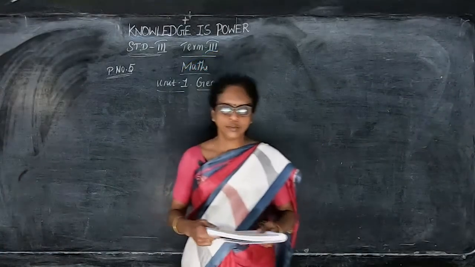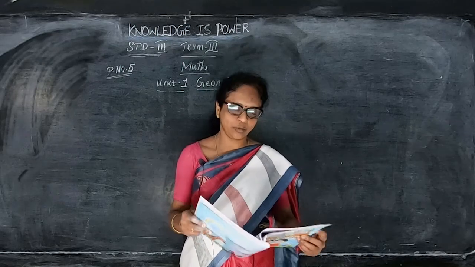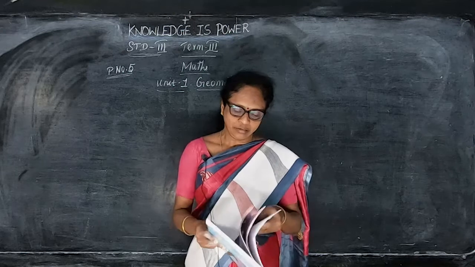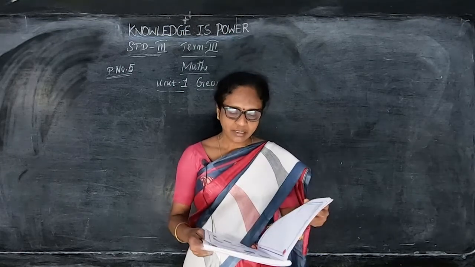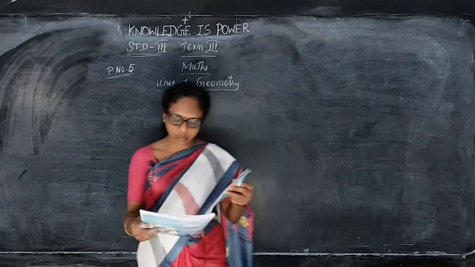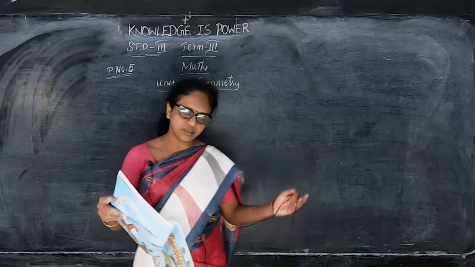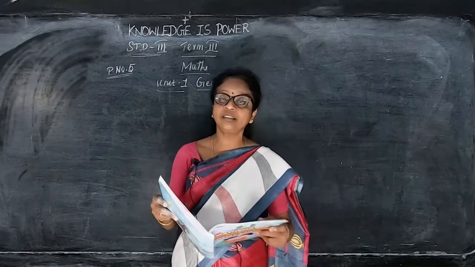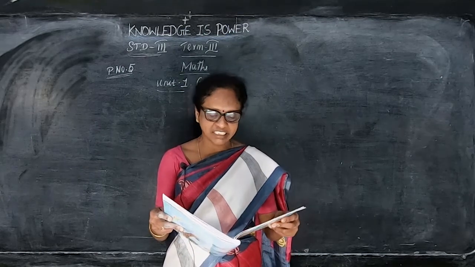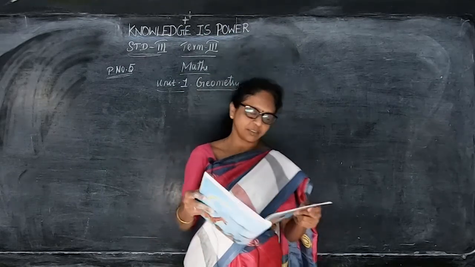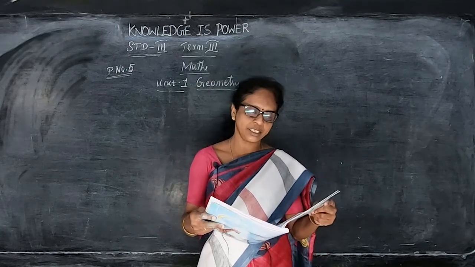Morning children. Today I am going to take the 3rd standard maths unit 1. Yesterday we have already seen some of the exercises in geometry, that is straight lines and curved lines, and how many diagonals in the squares and rectangles, and draw the different objects that are given in the pictures, and you have to find out the curved surface, flat surface, curved and flat surfaces. So all these exercises till page number 4, we have completed yesterday.